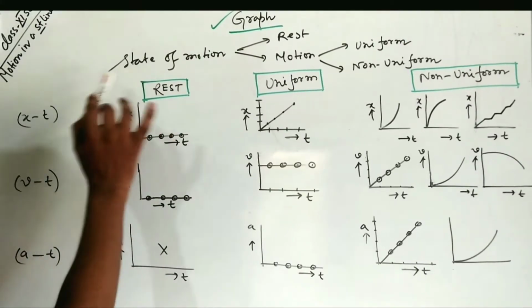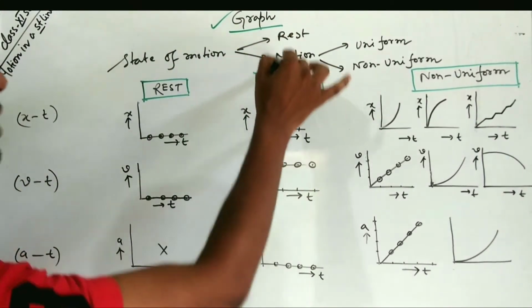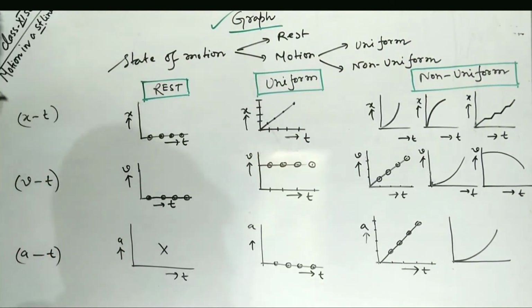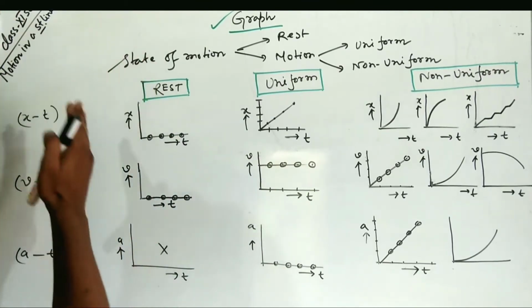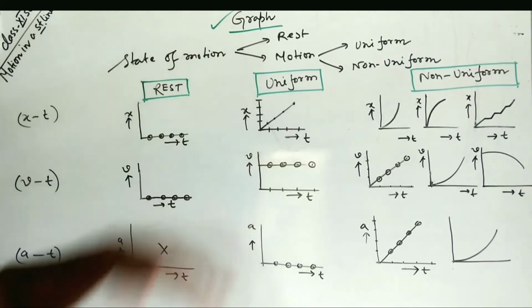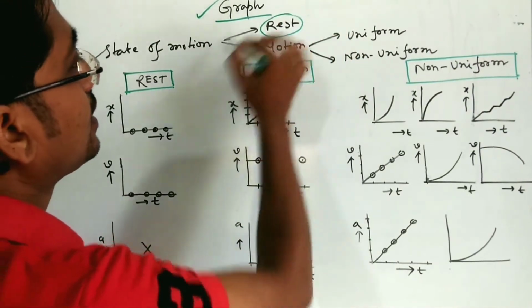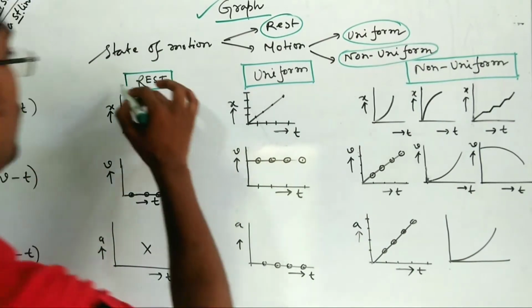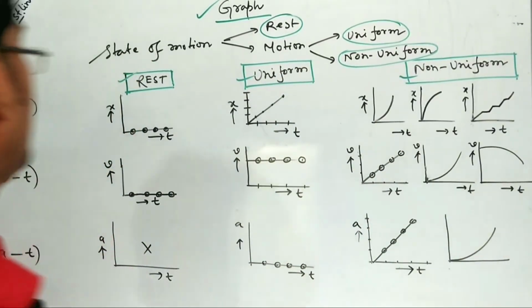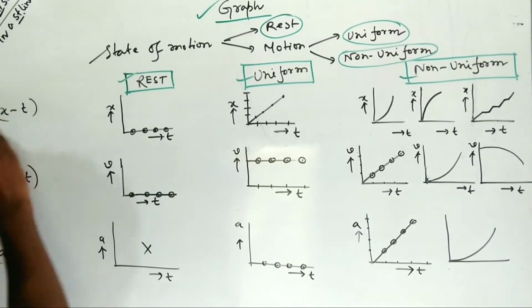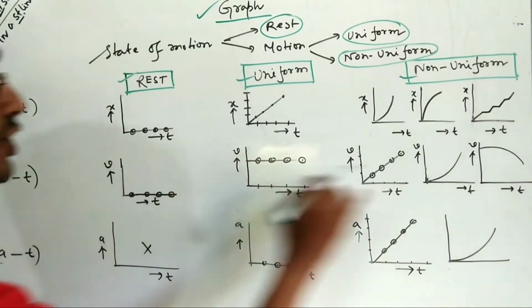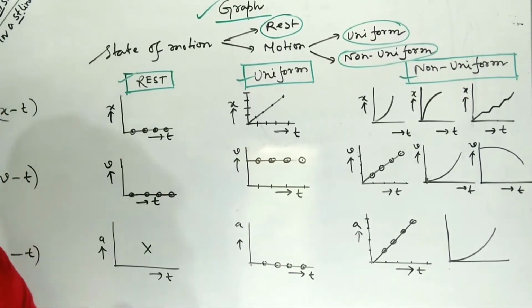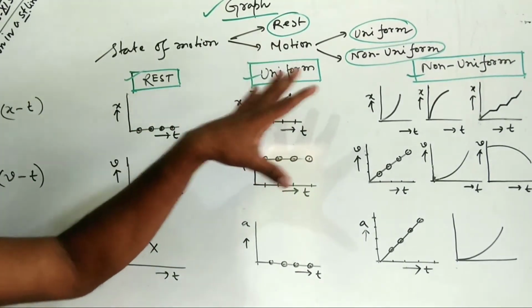Now dear student, the state of motion we can divide into rest and motion. Motion can generally be divided into two parts, uniform and non-uniform. So we will categorize the xt, vt and at graphs under this segment: first rest condition, second uniform and third non-uniform. These are all xt graphs, these are all vt graphs, these are all at graphs. I have given a few examples, but examples may be other than that also.